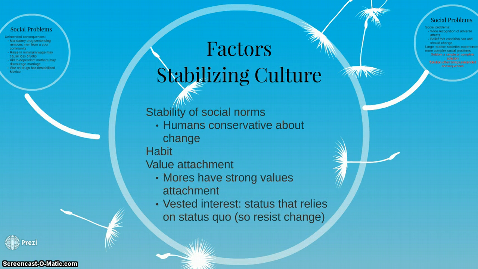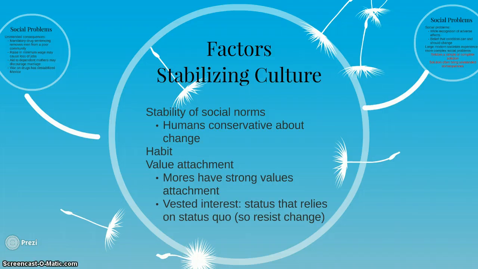Factors that stabilize a culture include social norms. Humans are very conservative about change. If it's not broken, don't fix it, would be one expression that reflects that view. If things are working, then we need to leave it alone. However, there's a strong sense today, especially with our political system, that it's not working. And so there's a view of a need for change. Habits are another thing that stabilize culture and keep it from changing too rapidly.